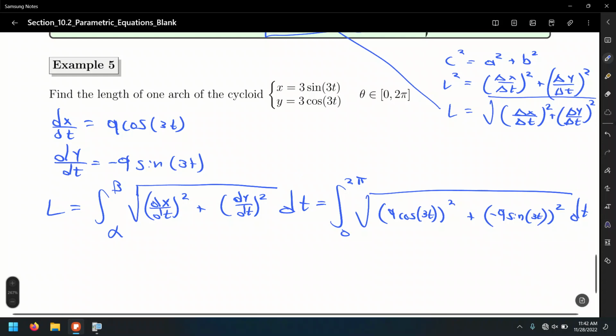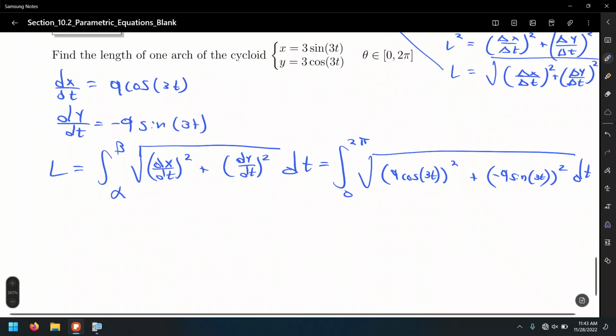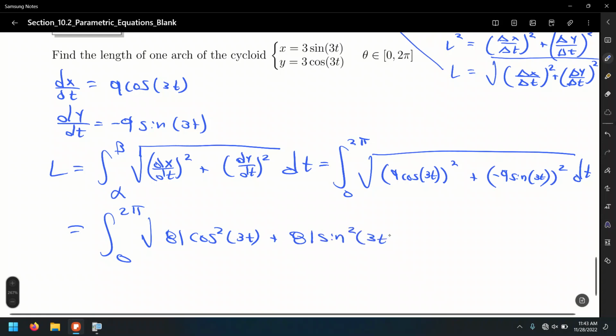At this point, you don't attempt to do any u substitution, because check that out. Take the derivative of the quantity inside of the radical. There's really nothing outside of the radical that we can use as the du part. In fact, simplify the radicand and you'll see what's going to happen. It's going to simplify really nicely. So that's 81 cosine squared 3t plus 81, again, the negative quantity squared becomes positive, 81 sine squared 3t.